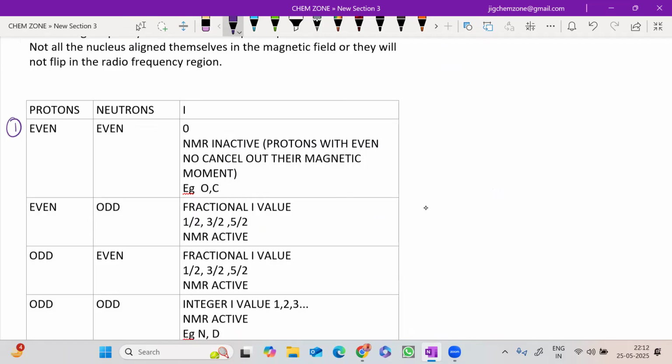Why not decide NMR active or inactive nuclei on the basis of protons only? Why do we include neutrons? Neutrons are the neutral species in the structure of the atom. We heard about that. So let me talk about some specific point. There are some subdivisions of protons and neutrons. Those subdivisions are called quarks.